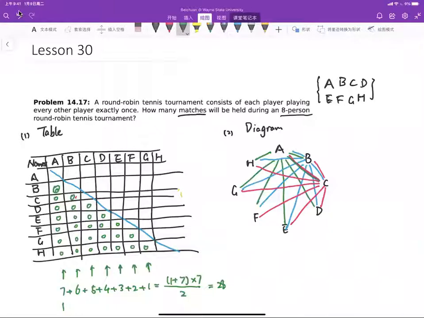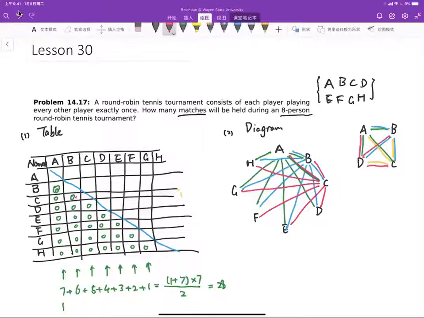So if you continue to do this, you can see that every game will be counted twice. I think that will be clearer if there are fewer people. For example, if there are only 4 people, let's do the same thing. B plays with A, D, and C. C will play a game with B, D, and A. And D will play a game with A, B, and C. From this diagram, you can see that every game is counted twice.